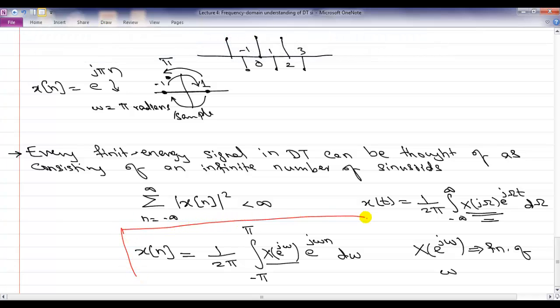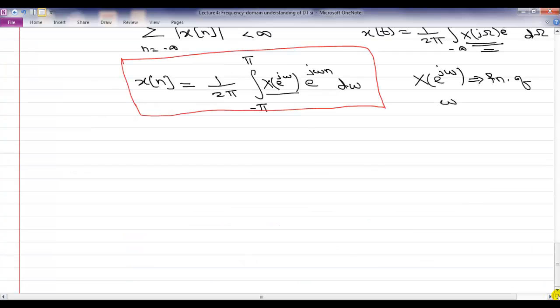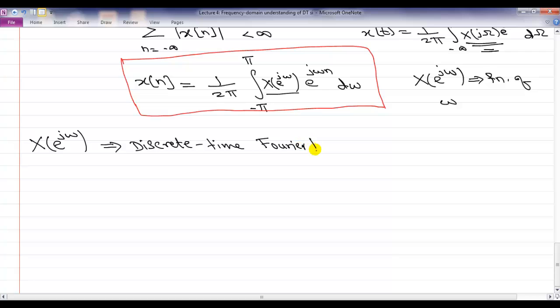So in the discrete world, our signals, just like the continuous world, can be written as consisting of an infinite number of frequencies, discrete time frequencies. And just like in the continuous world, x of e to the j omega, this is called the discrete time Fourier transform, DTFT.